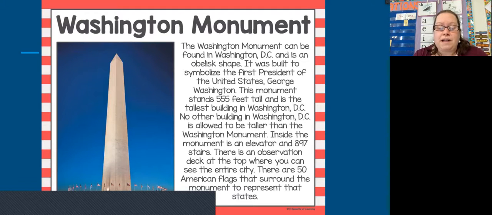And then down at the bottom, there are 50 American flags that go around the monument in a circle. And these represent the 50 states of the United States of America. So one of those flags is for Arizona, where we live.